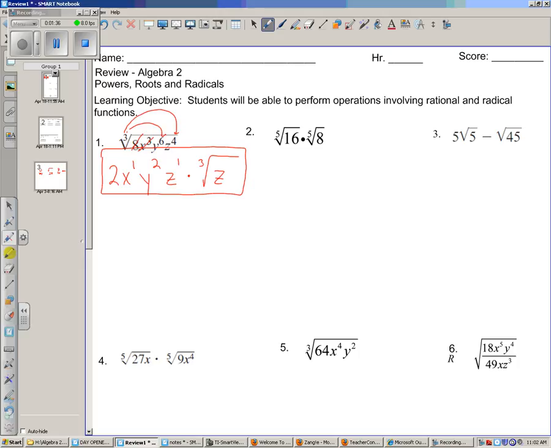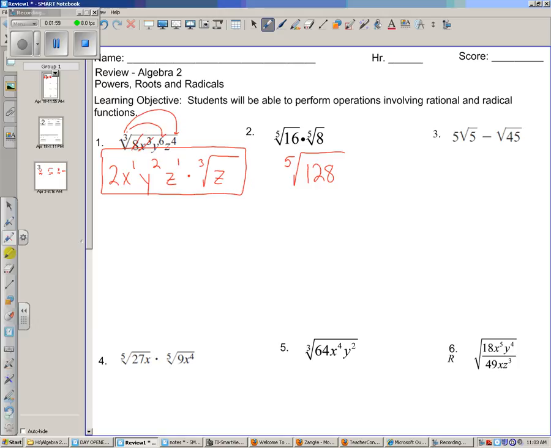All right, looking at number 2. When I look at my cheat sheet, I'm going to see whether 16 or 8 have perfect fifth roots. Neither of them do. So, according to my flow chart, I ignore the fifth roots, multiply 16 and 8, and bring the root back. When I multiply them, I get 128, and then I look back on my cheat sheet, and 128 doesn't have a perfect root.